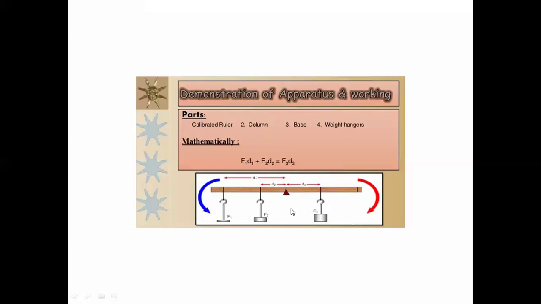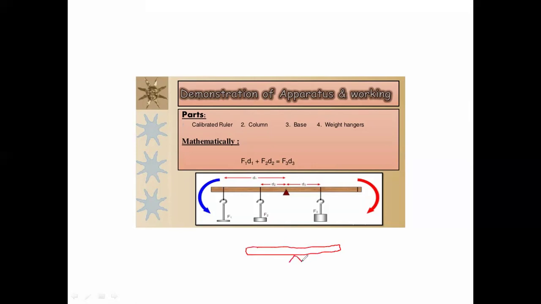So we have to take several readings. We can change the weights, we can change the distance. Every time, first we have to find out the center of gravity. What will be the first point? You have to locate the center of gravity by balancing the meter rod first. Before placing the masses, the meter rod has to be balanced. Means this is the meter rod and it is placed on the pivot.